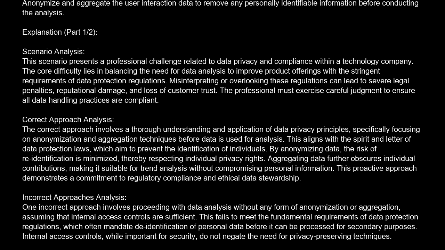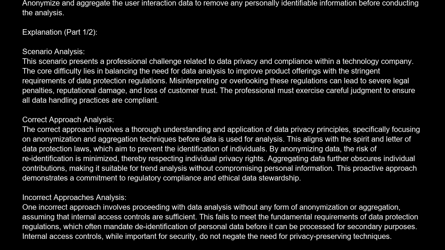Incorrect approaches analysis. One incorrect approach involves proceeding with data analysis without any form of anonymization or aggregation, assuming that internal access controls are sufficient. This fails to meet the fundamental requirements of data protection regulations, which often mandate de-identification of personal data before it can be processed for secondary purposes. Internal access controls, while important for security, do not negate the need for privacy-preserving techniques.